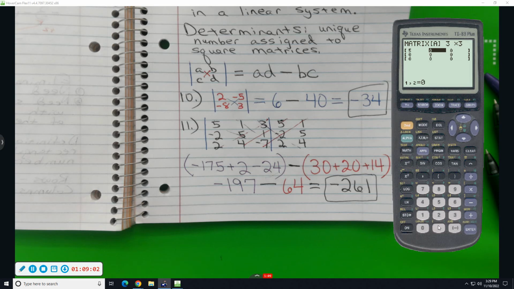5, enter. 1, enter. 3, enter. Negative 2, 5, 1, 2, 4, negative 7. Notice you don't have to recopy the other 2 rows, the columns. You only do that when you're doing it by hand. If you're using the calculator, you enter in the matrix. Now quit this. Go second and that yellow quit.